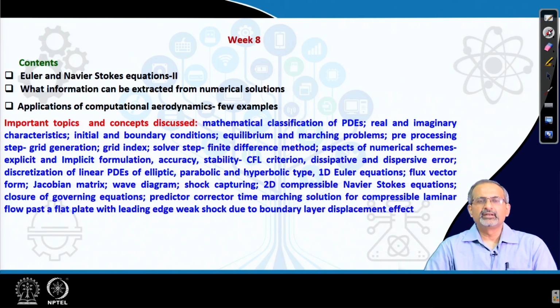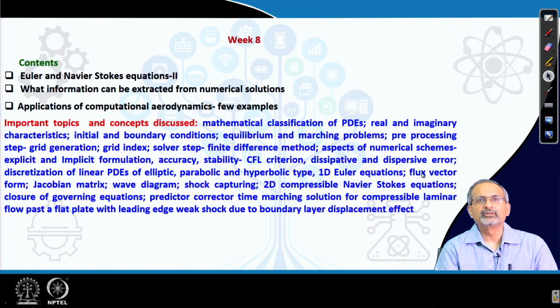And then finally, we discussed the two-dimensional compressible Navier-Stokes equations. We looked at the closure problem, the closure of governing equations, by incorporating suitable relations apart from the conservation equations, like equation of state, for example. Then we discussed a numerical scheme, a predictor-corrector time marching solution for compressible laminar flow past a flat plate, and we found that at the leading edge there is a weak shock which is formed due to boundary layer displacement effect. So, the problem was discussed with enough detail so that the students could even venture into writing their own codes.